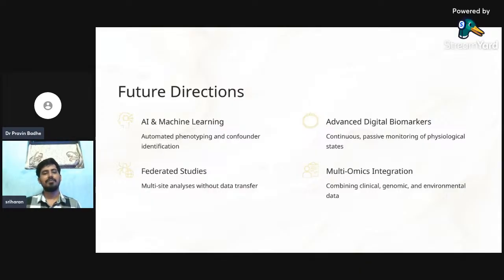And multi-omics, we are integrating omic data, genomic and proteomic. Likewise, we integrate the data, which will be used for research in personalized medicine.